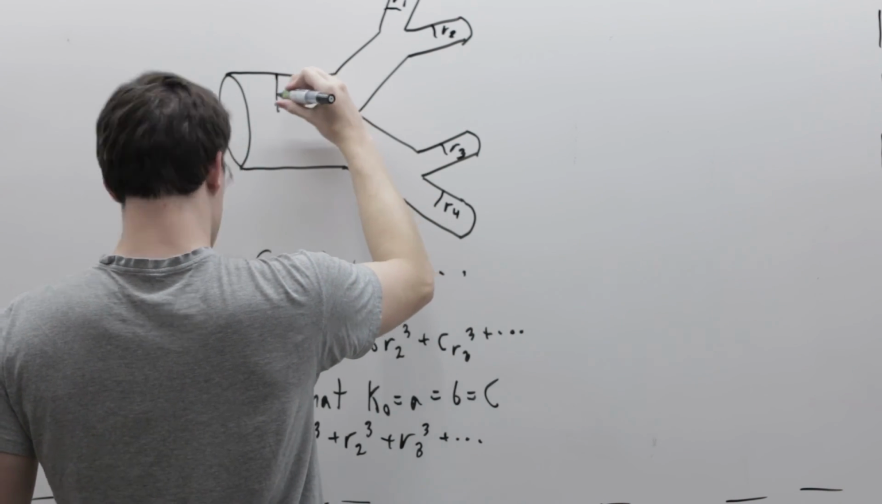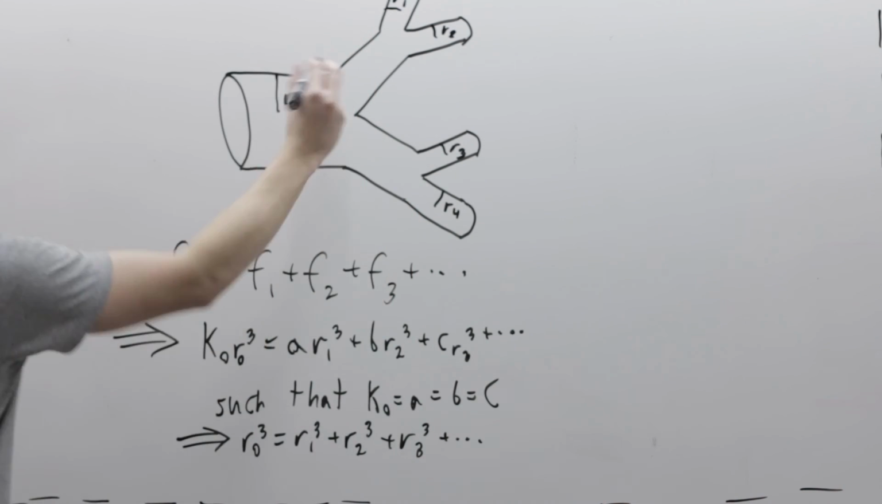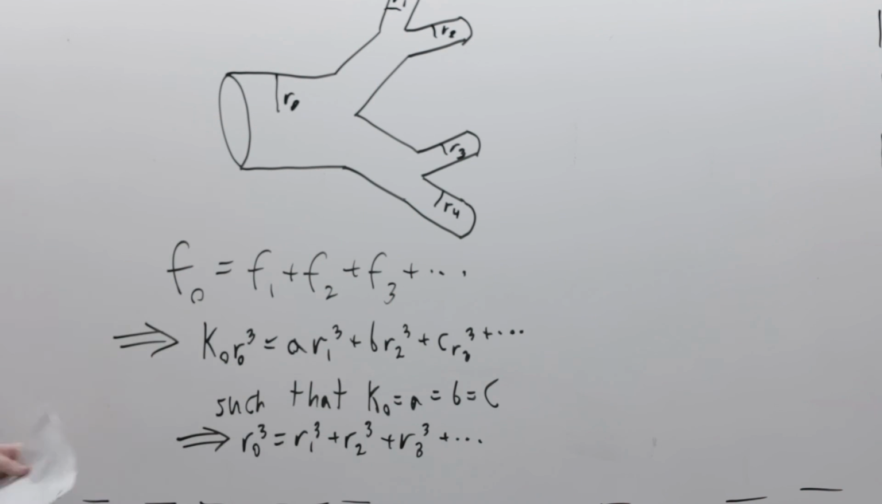Now that we've established this relationship, we can say that at any point in the circulatory system, when you're coming off of the aorta down to even the smallest capillary, if you add up the cube of the radius of all the capillaries, it will equal the cube of the radius of that initial branch.